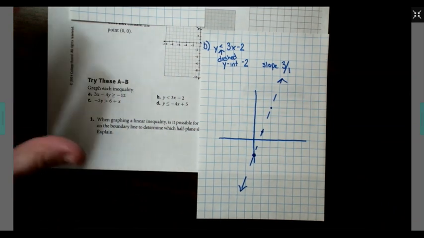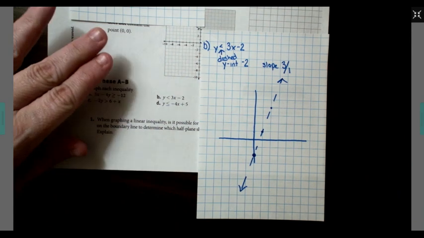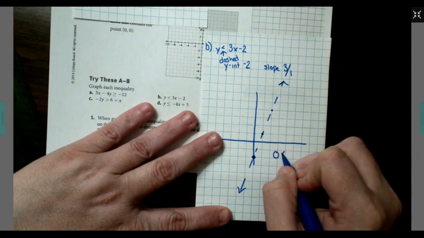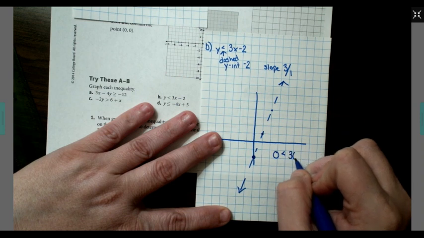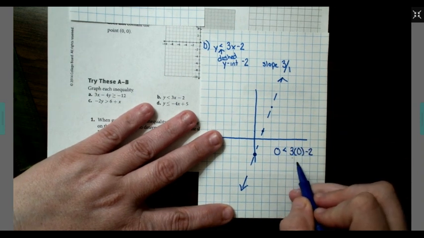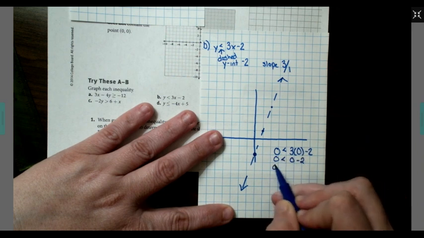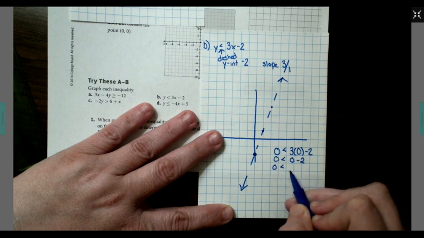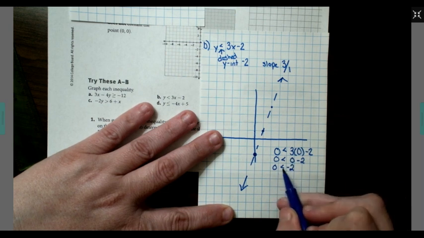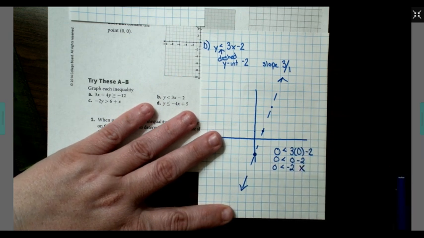Is 0, 0 on this line? No. I can use it as a test point then. So I want to know 0 less than 3 times 0 minus 2. 3 times 0 is 0. 0 minus 2 is -2. Is 0 less than -2? No, that is a false statement.